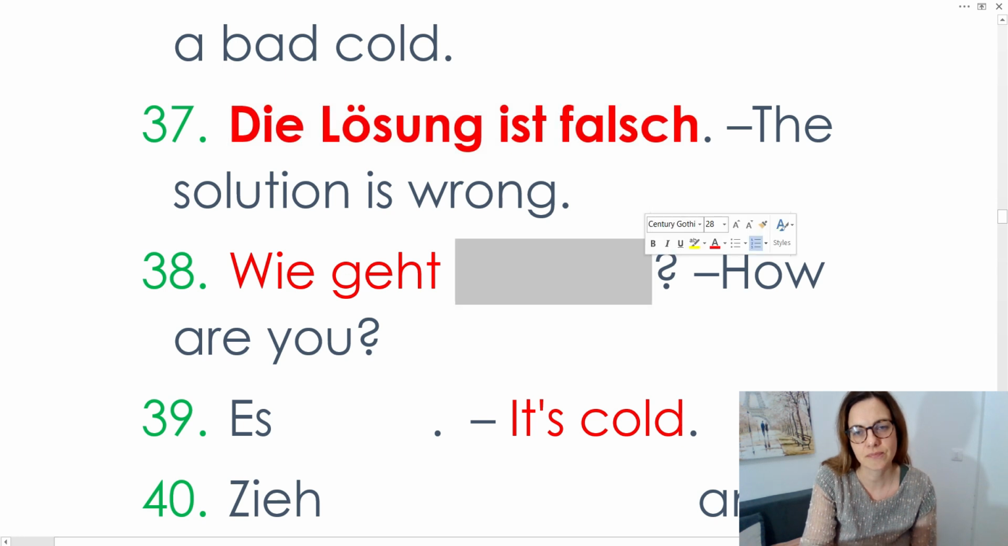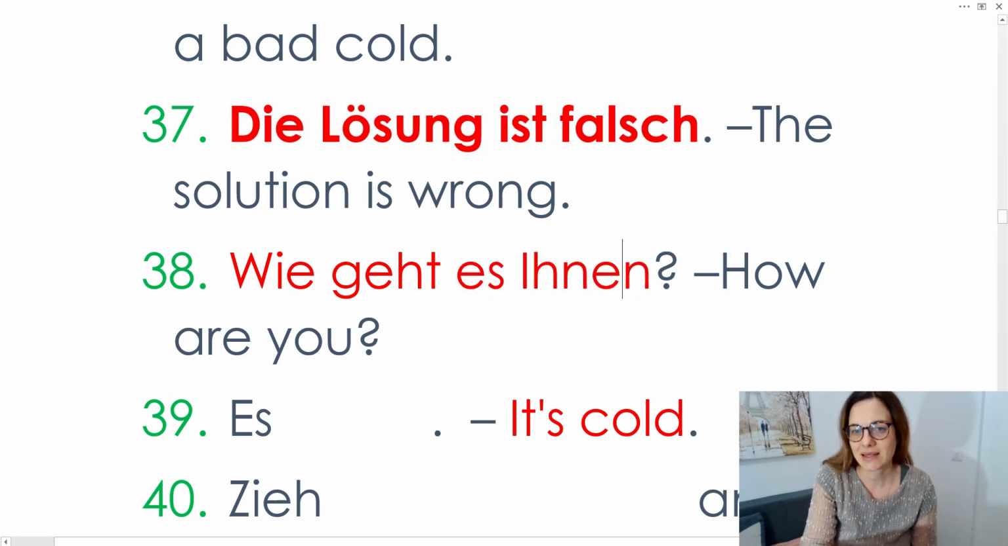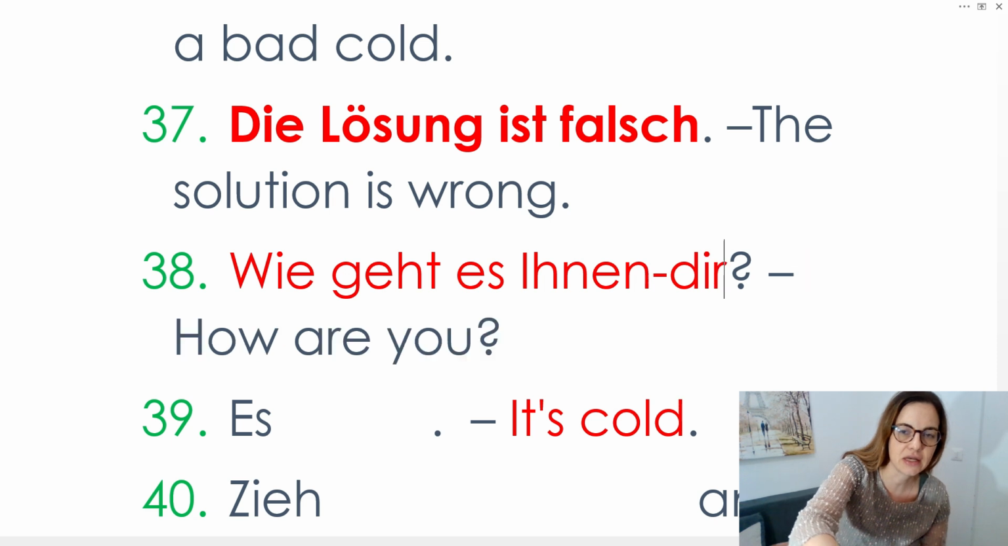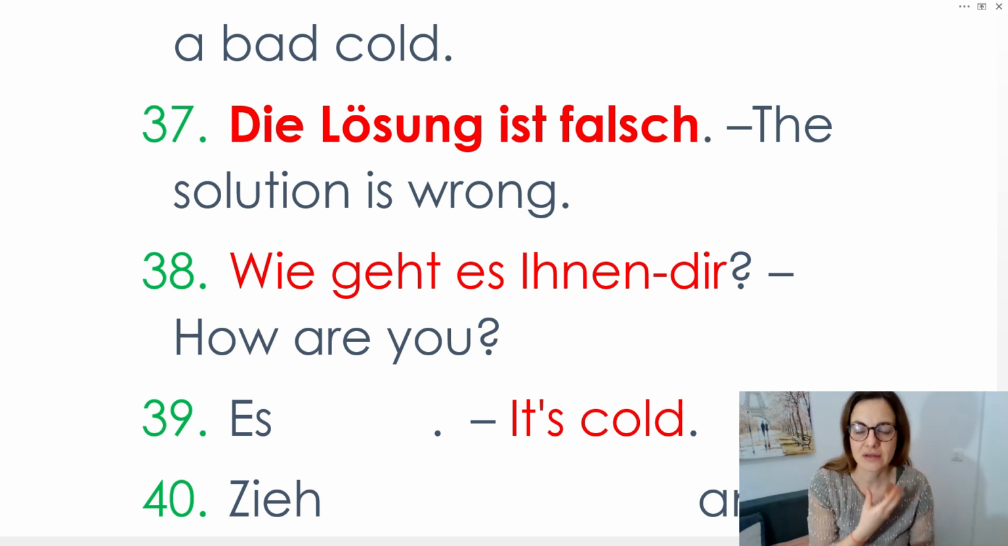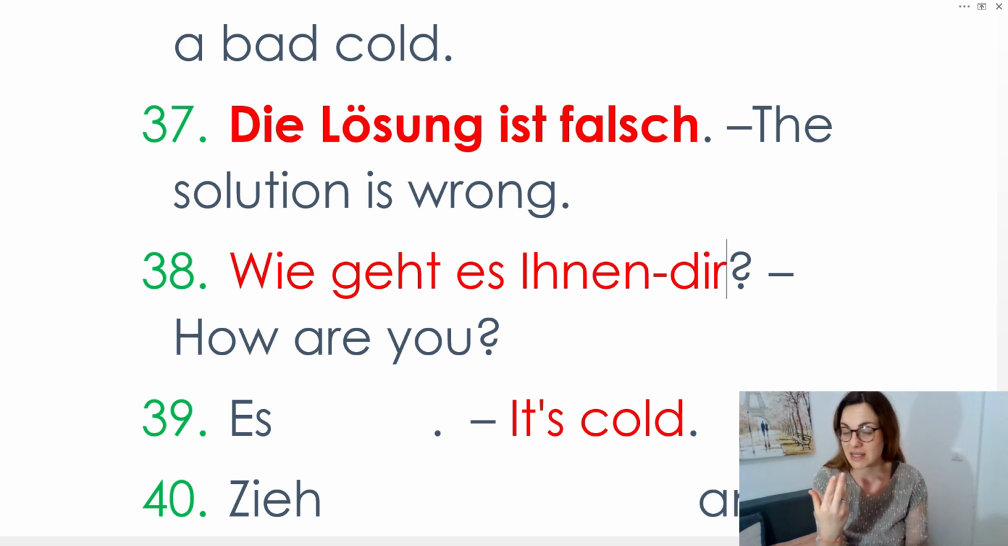How are you? Wie geht es Ihnen, or wie geht es dir? So if you say wie geht es Ihnen, it's a formal way of asking somebody, so a person who is older than us or who is our boss or supervisor or manager or professor, then we say wie geht es Ihnen. And wie geht es dir is among friends or people who we already know. Wie geht es dir?